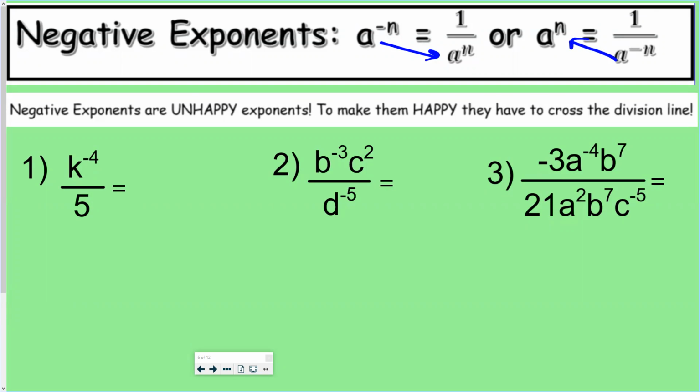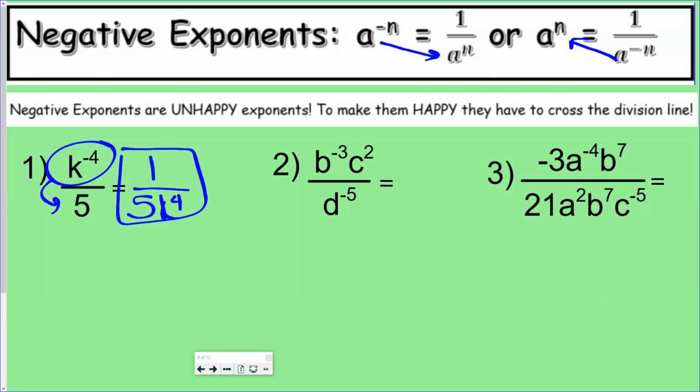So one suggestion that I have for you guys is when you have negative exponents, circle their base and that exponent and point out where it's going. So like here on number 1, I have k to the negative 4. I'm going to circle it and draw an arrow telling me, hey, I need to move it to the bottom. So then what happens is on the bottom now, I'm still going to have 5, but now I have k to the 4th power. 1 is all I have left on top. And that's my final answer.